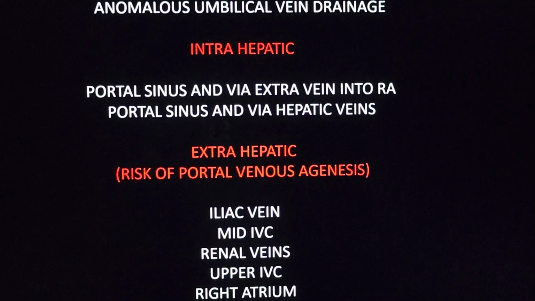Now we will look at extrahepatic umbilical vein drainage. Here the umbilical vein bypasses the liver and it can drain into iliac veins, mid IVC, renal veins, upper IVC, or directly into right atrium. So whenever this happens, there is risk of high pressure falling on the right atrium with cardiac failure and hydrops. And whenever the umbilical vein bypasses the liver, the portal veins don't get their stimulus and there can be portal venous agenesis. So remember, anomalous umbilical vein can be intrahepatic or extrahepatic, and look for the type.